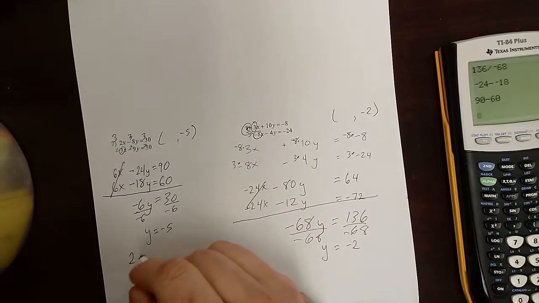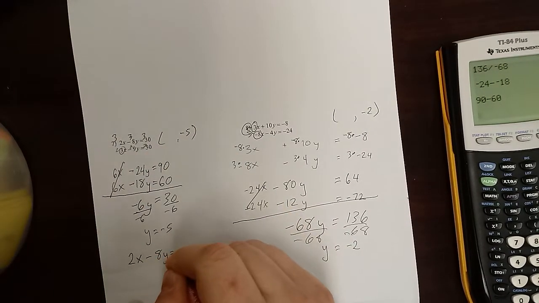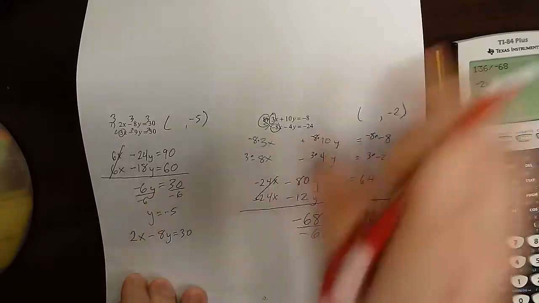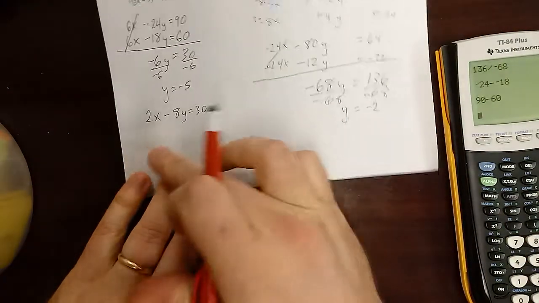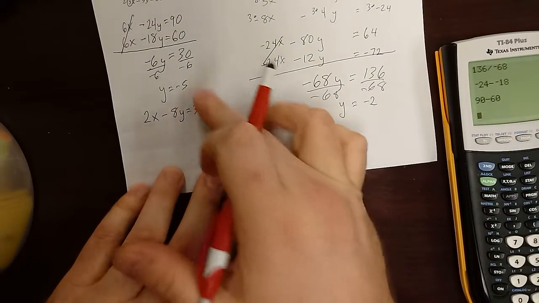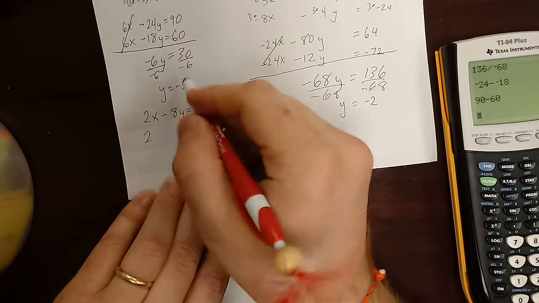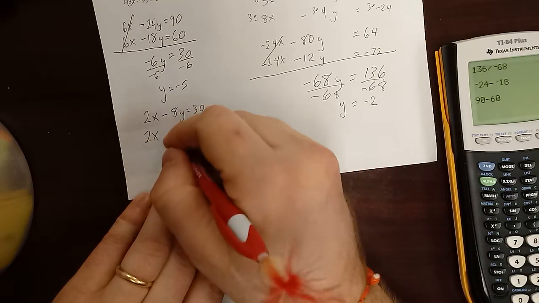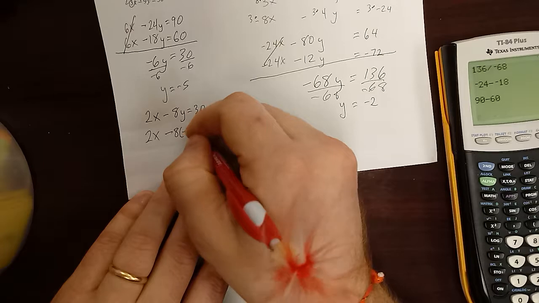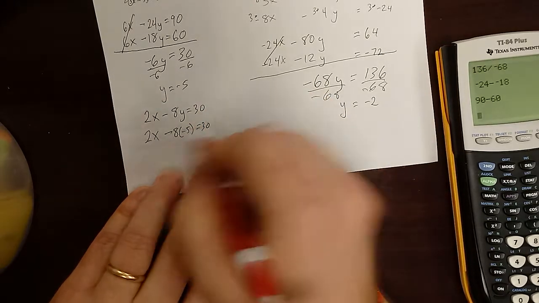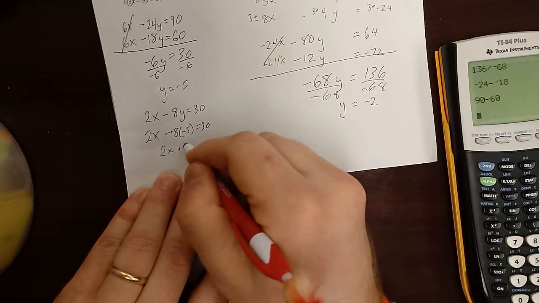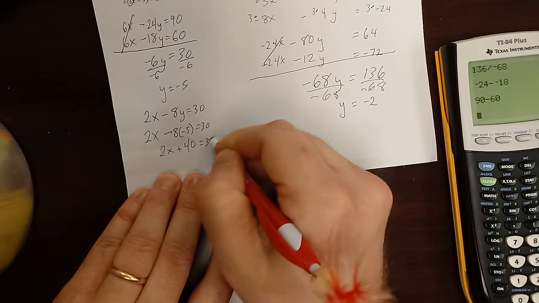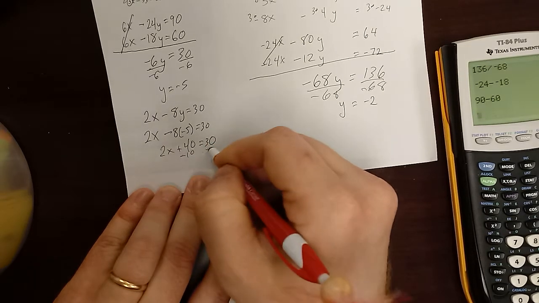So I got 2x minus 8y is equal to 30. And I show this for my students because I want to be clear. You don't need to actually write that step. You can just plug in the negative 5. No, it's y, it's not x. So I'm going to leave that x. So we had to be careful there. And we get 2x plus 40 is equal to 30. So now I'll subtract the 10 from both sides.